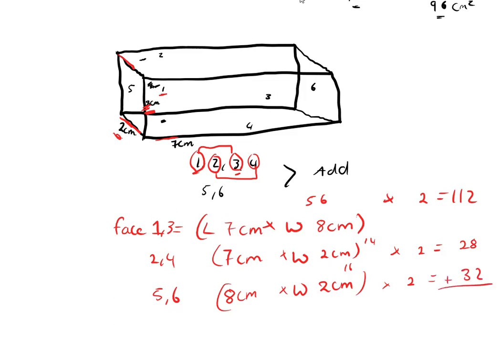Then we need to add these together to get our surface area. 2 plus 8 is 10, plus 2 is 12, put down your 2, carry 1. 1 and 3 is 4, and 2 is 6, and 1 is 7, and 1. And so our answer is 172 centimeters squared is our surface area.